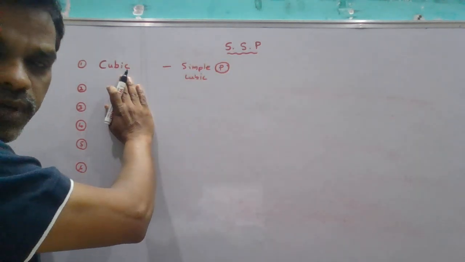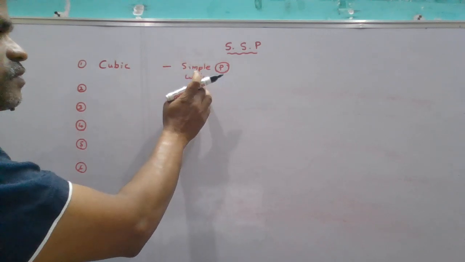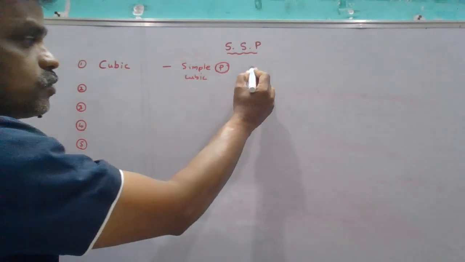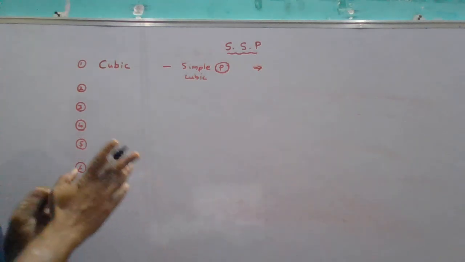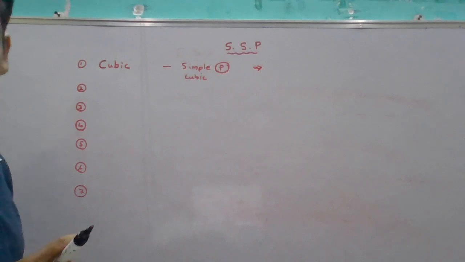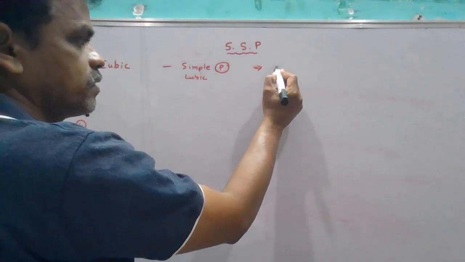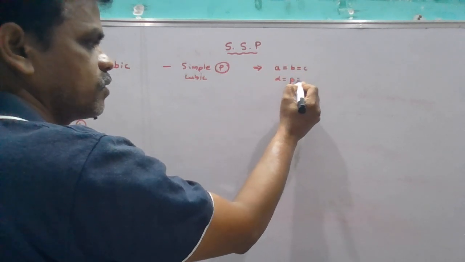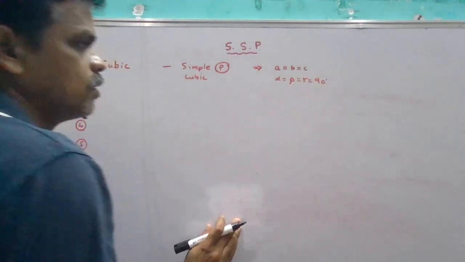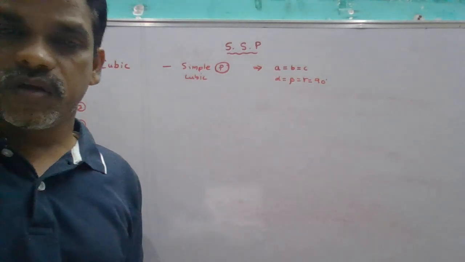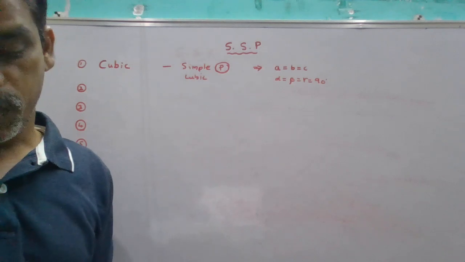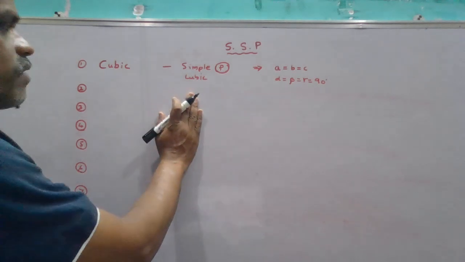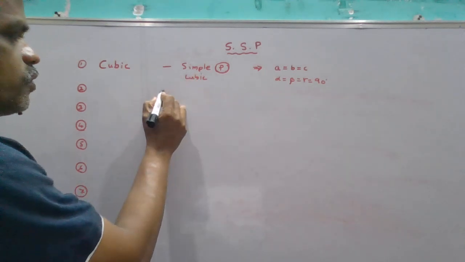I am discussing here the cubic crystal system. The Bravais lattice for simple cubic is P. So what are the characteristics of the unit cell? The unit cell characteristics are a equal to b equal to c, and alpha equal to beta equal to gamma equal to 90 degrees. So for the cubic system, simple cubic exists.